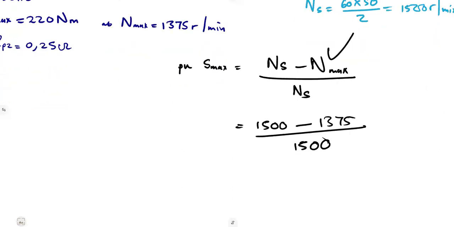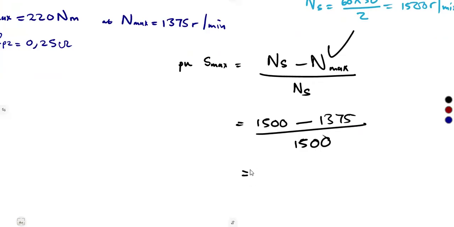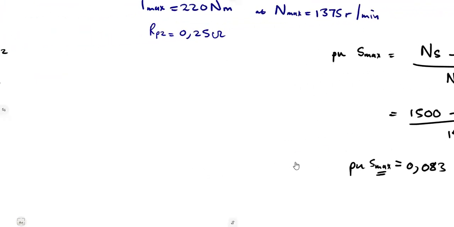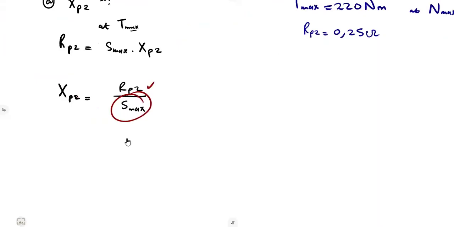As a per unit value, there's no need for us to calculate a percentage. We need a decimal there. So just calculate per unit. All right, that was going to give us 0.083. So that's our per unit slip, but it's maximum. With this, we can determine what we need here, which is our reactance.